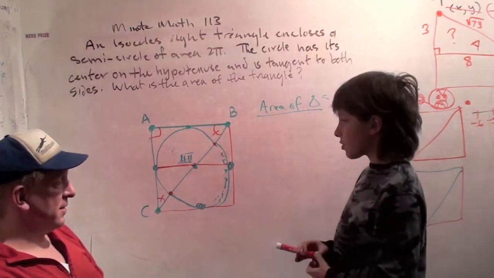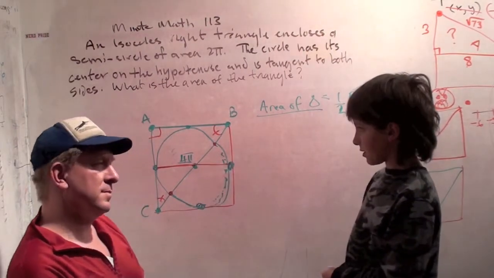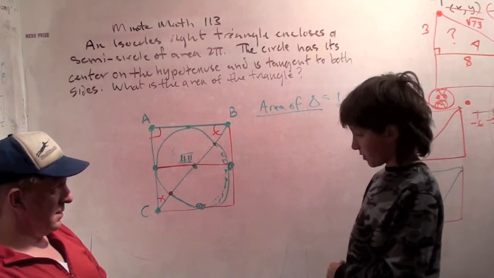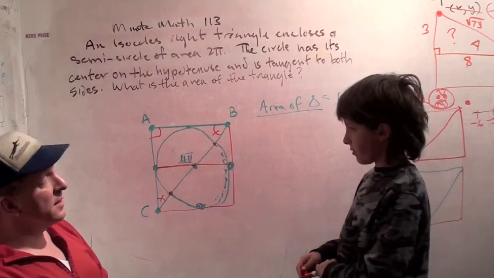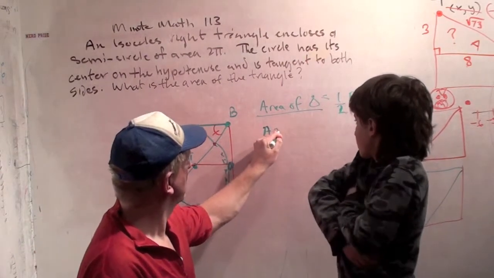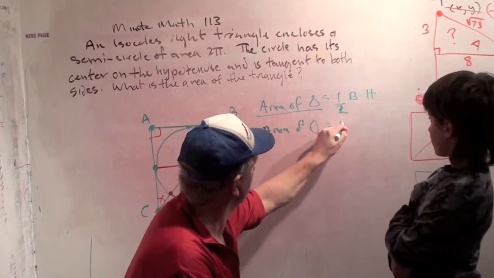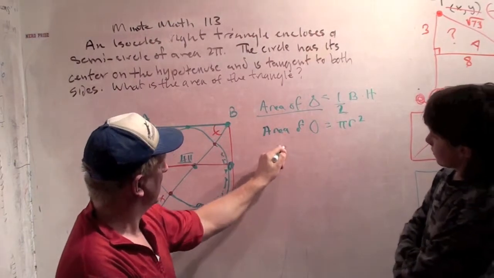Now, can we figure out what the diameter is, or the radius of the circle? Well, the area of a circle is 2 pi r. You sure? That's the circumference. What's the area of a circle? It's pi r squared. There you go. So the area of a circle is pi r squared. So if that area is 4 pi, what's the radius?